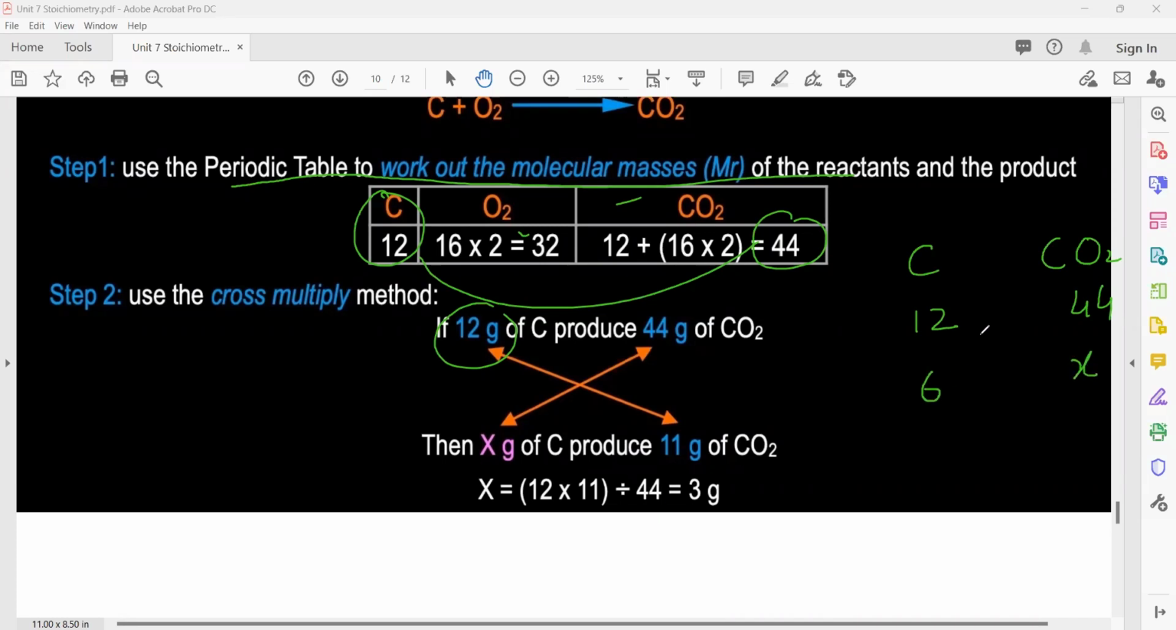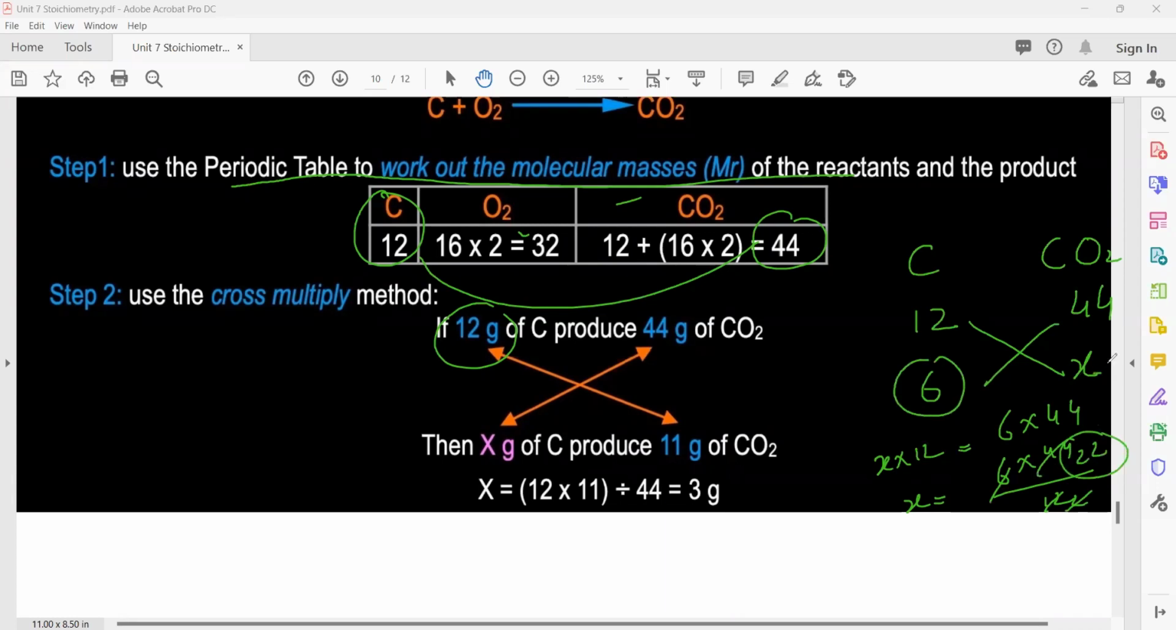So put x and cross multiply them. It will be x multiplied by 12, and here 6 multiplied by 44. You need x, so x will be 6 multiplied by 44 divided by 12. So 6 by 12 is 2, and 44 divided by 2 is 22. So if you take 6 grams of carbon, it will give you 22 grams of carbon dioxide.